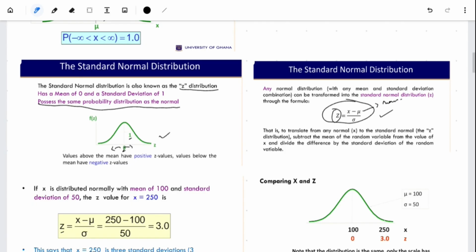So that is to translate from any normal x to a standard normal, the z distribution. Subtract the mean of a random variable from the value of x and divide the difference by the standard deviation of the random variable. So when you are asked to find the probability of a normal distribution and you are given the mean and the standard deviation, you can find the standard normal distribution by using this formula: x minus mean over your standard deviation.